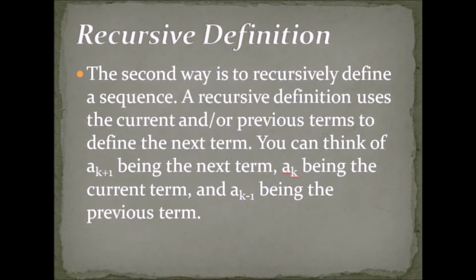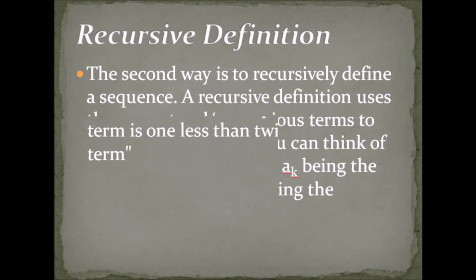Recursive definition. The second way is to recursively define a sequence. A recursive definition uses the current and/or previous terms to define the next term. You can think of e sub k plus 1 being the next term, e sub k being the current term, and e sub k minus 1 being the previous term.